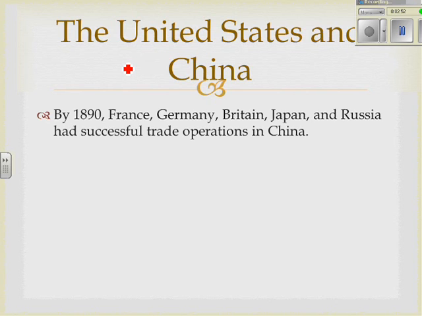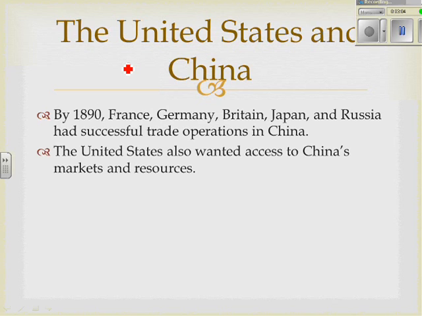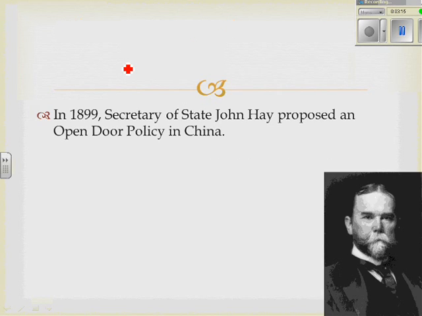The United States is not happy that they don't have any trade with China because China has a lot of resources, a lot of wealth. So you kind of have the big 5, France, Germany, Britain, Japan, and Russia, but no United States. We do want access. We're continuing to expand throughout the Pacific. One of the places we want to get involved in is China. So how does the United States get involved?